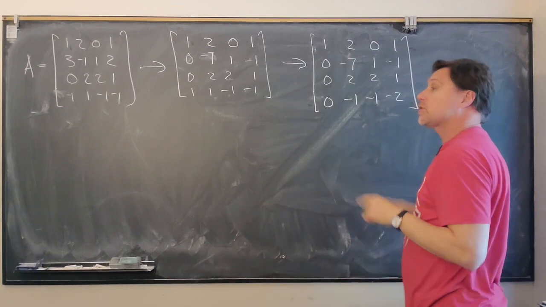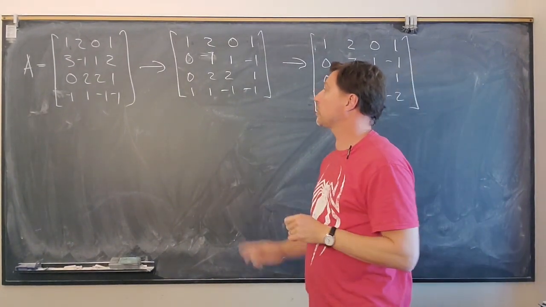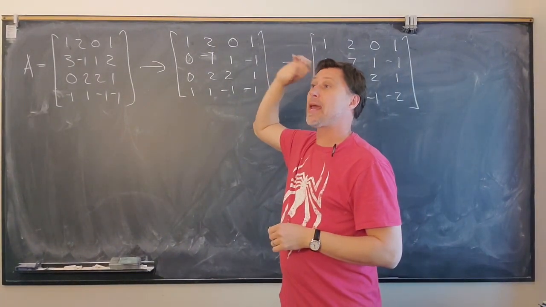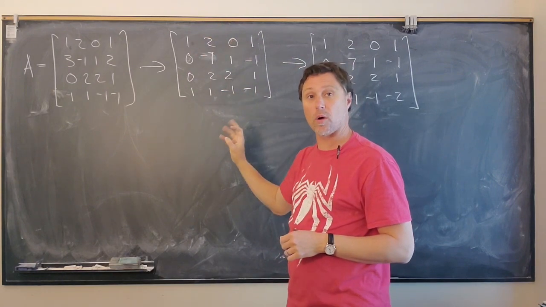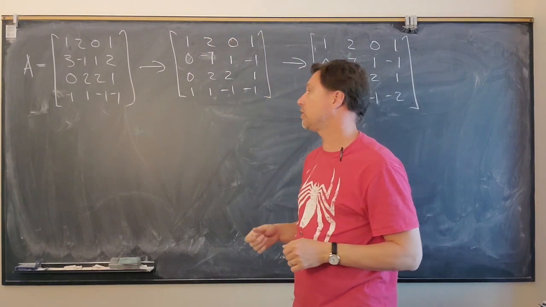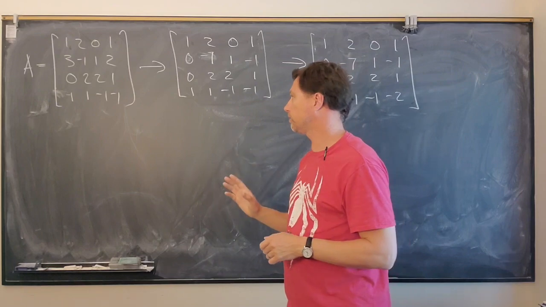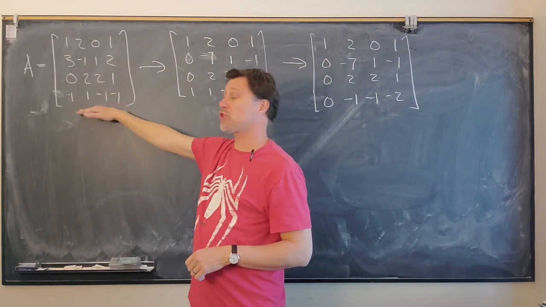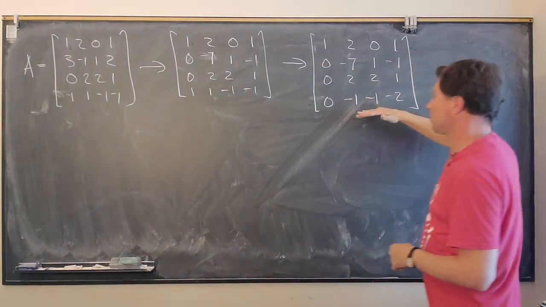Good. And now, what have we done so far? The elementary row operations have been add a multiple of one row to another row, and remember, that does not change the determinant. So the determinant of this matrix right here is exactly the same as the determinant of this matrix.